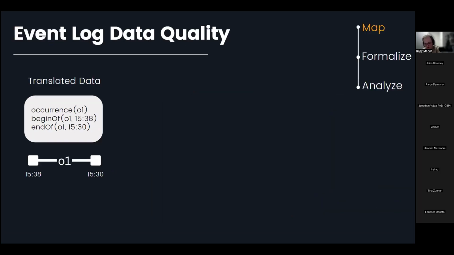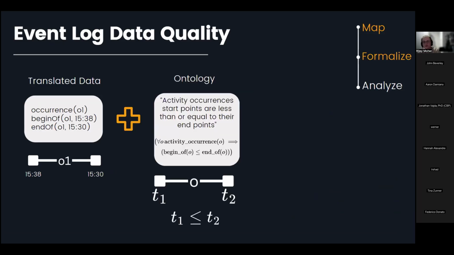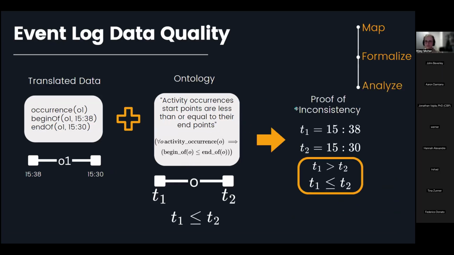So now that we have our data translated into the language of our ontology, we want to apply our formal knowledge of the processes in general. And we can look at the axiom from our ontology that says activity occurrence start points are less than or equal to their endpoints. So things don't end before they begin. And we can combine those together in our reasoner, and we can reach a proof of inconsistency, right? This is not consistent with our foundational process knowledge. And so that's all well and good for the domain independent side.